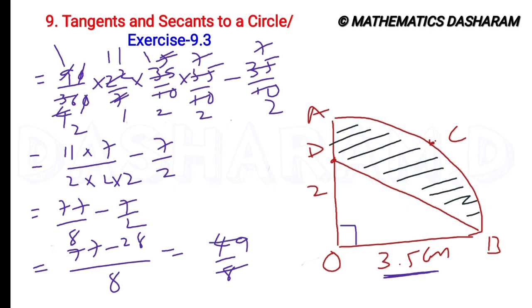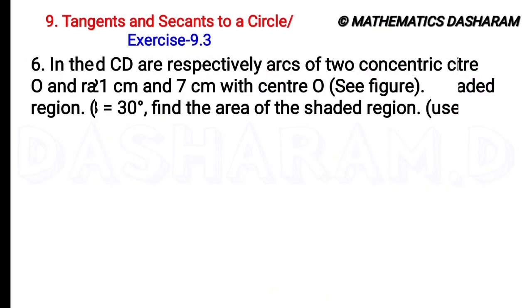So 8 sixes are 48, remainder 1, so point, 0, 8 ones are 8, so answer is 6.1. So here I am finding the answer up to 1 decimal place. So answer 6.1 centimeter square. Next is 7th question.